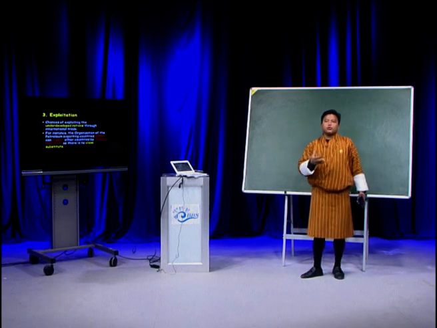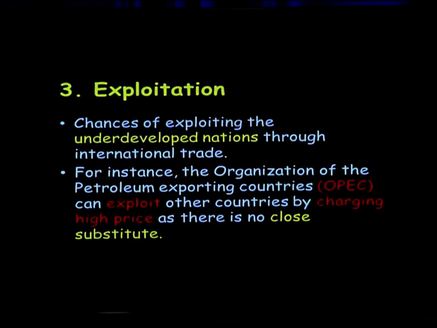The exploitation of consumers may happen. The country which is too dependent on developed countries gets exploited by the developed nations, like dumping activities happen. Or there is a chance of exploiting the underdeveloped through international trade. For instance, the Organization of Petroleum Exporting Countries can exploit other countries by charging high prices as there is no close substitute.